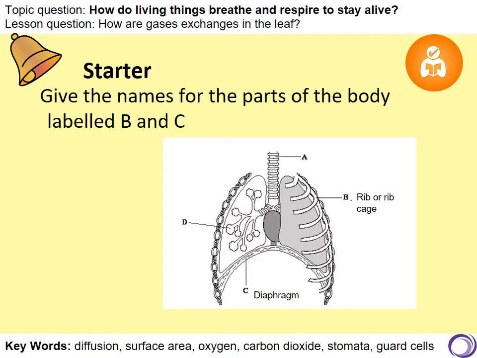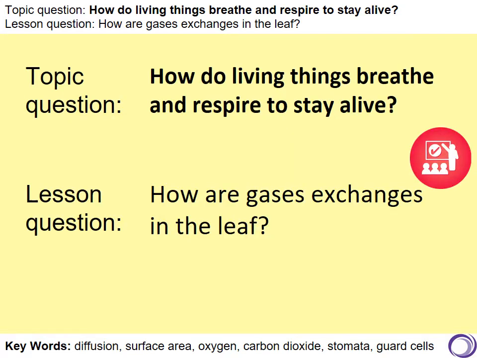Okay, so B, you could have put a rib or the rib cage. I would accept either. And C is the diaphragm. Okay, so we're continuing with our topic about how do living things breathe and respire to stay alive. And today we're going to look specifically at how gases are exchanged in the leaf of a plant.